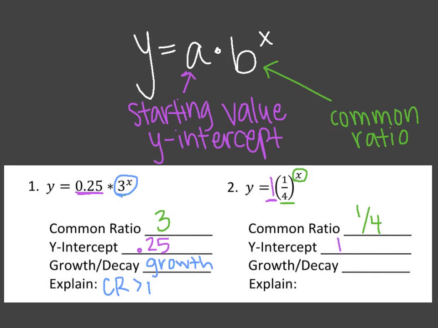Now we have to decide, is this a growth or a decay? Again, we're looking at our common ratio and deciding, is it bigger than 1 or less than 1? 1/4. That is a fraction, which is less than 1. So this is going to be a decay. And I know this because my common ratio, again, is smaller than 1.